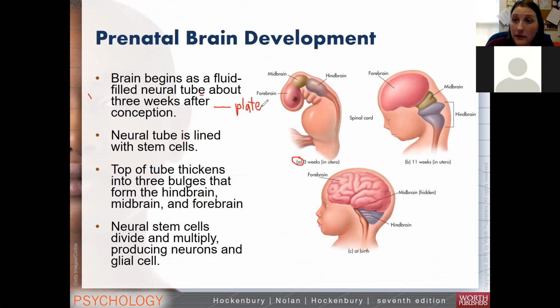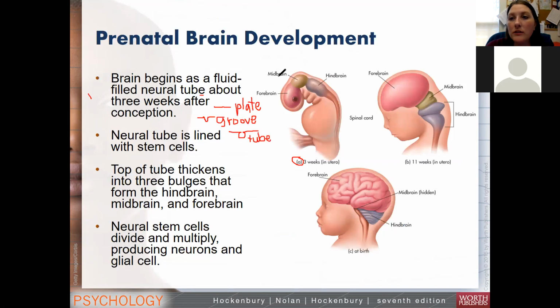It is a plate. And so the plate then develops, and again, this is really crude, something called a groove. Let's see if I can write groove. Okay. And so it goes from a plate to a groove in a very short period of time. And then it kind of closes in on itself to form the tube. And then that is the precursor of the brain.